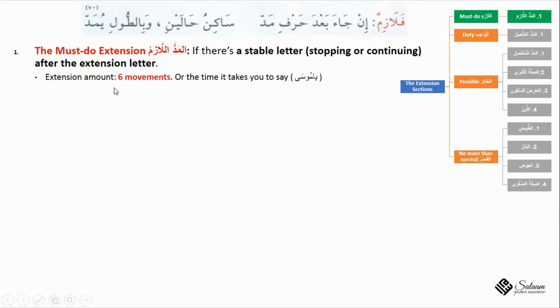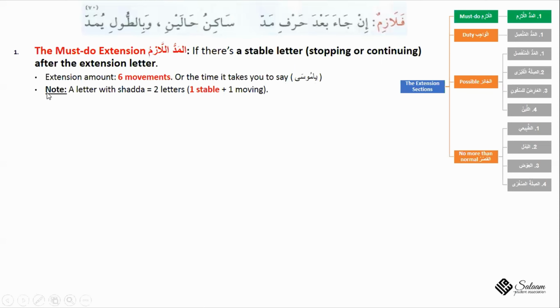This is the only extension that needs to be done 6 movements, which means this is the longest. And as we discussed last time, 6 movements is the time you take to say, Ya Musa. Say Ya Musa, this time took half a second, then you need to do an extension. When you find this extension type, you need to do it for half a second.